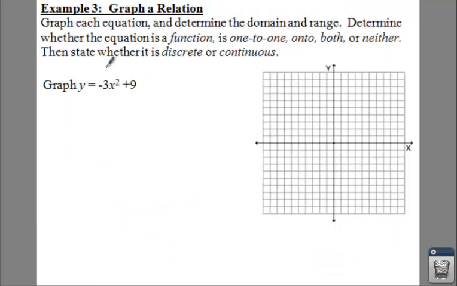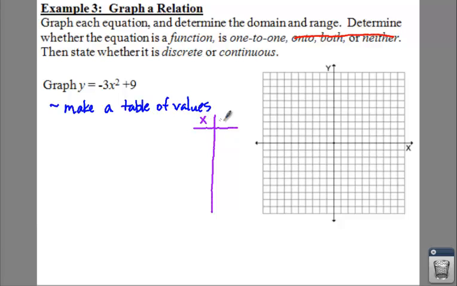On our next graph, notice we have a little squared here. That means it's probably not going to be a line. Disregard the onto, both, or neither once again. Thank goodness, you would dislike it a lot. In this case, we're going to make a table of values. It's not a line, so you can't just use a y-intercept and your slope. So we make a table of x and y, and I'm just going to use x values of -2, -1, 0, 1, and 2.